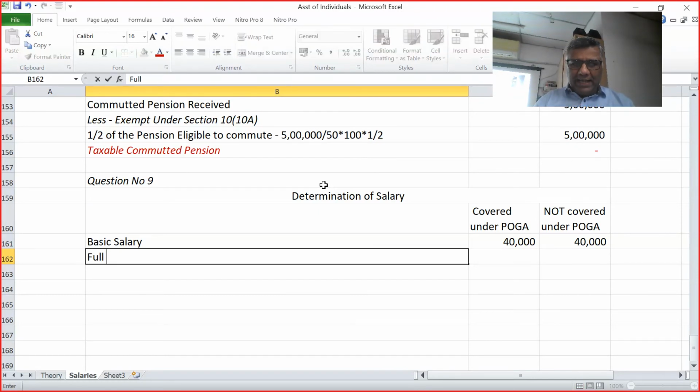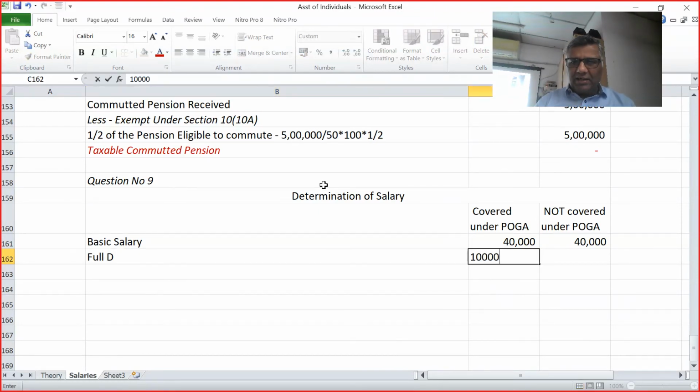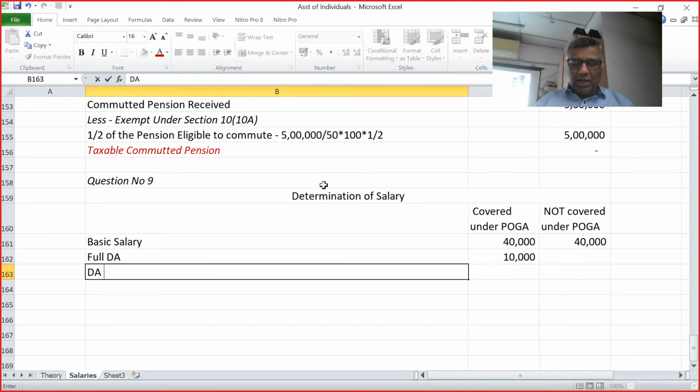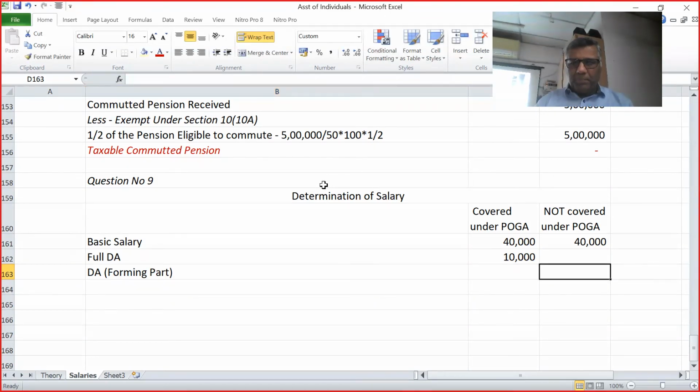Full DA if it is covered under POGA. Okay. Full DA if it is covered under DA. Okay. POGA. Forming part if it is not covered under POGA.